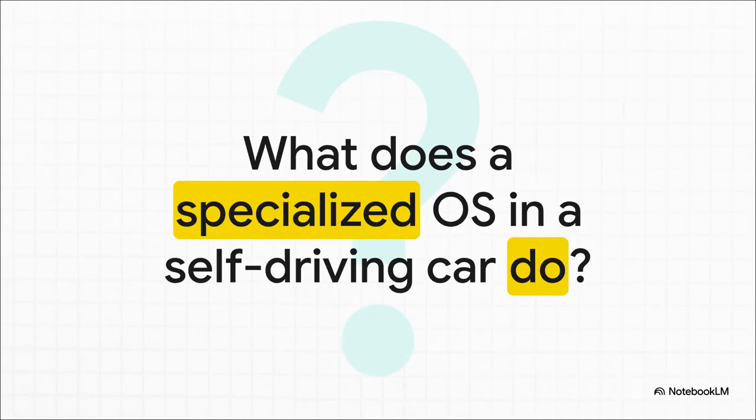And that leaves us with one last thing to think about. We've just talked about the general purpose manager that runs your laptop, but what about the really specialized ones? What does the operating system in a self-driving car or a space probe need to do that's completely different from the one on your desk?